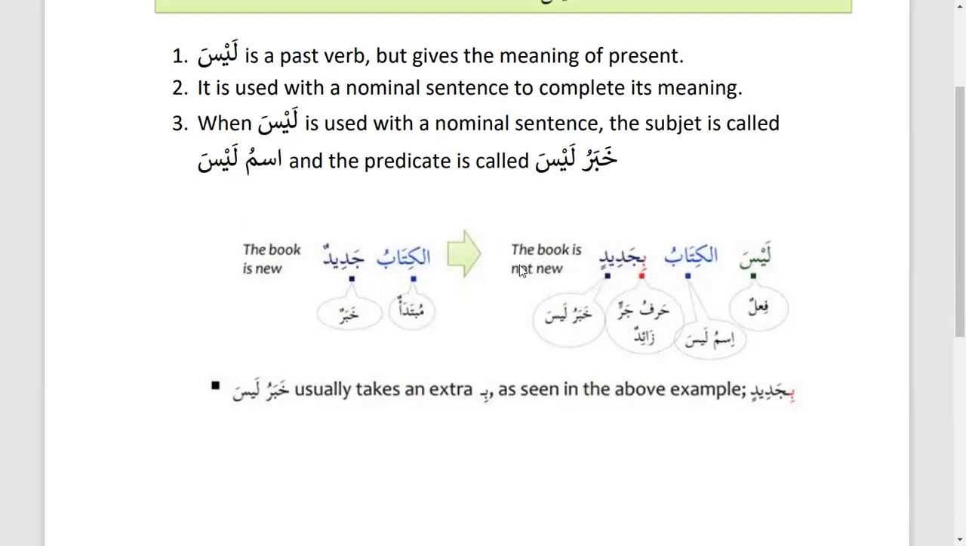So as you can see here, the book is not new. Laysa al-kitabu bijadidin. The book is not new. Is there any question?